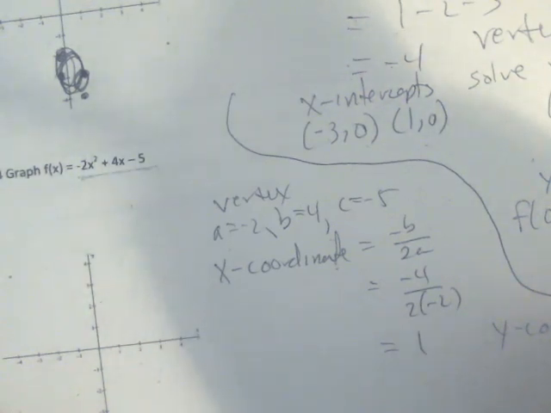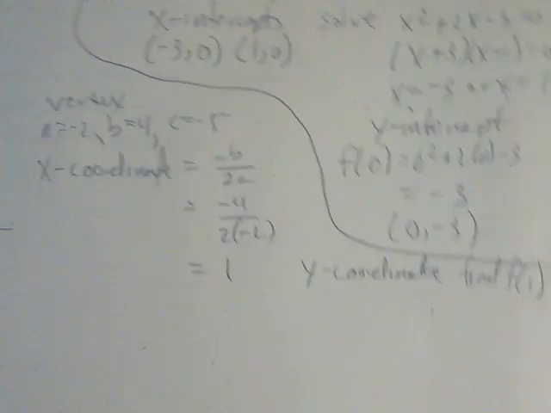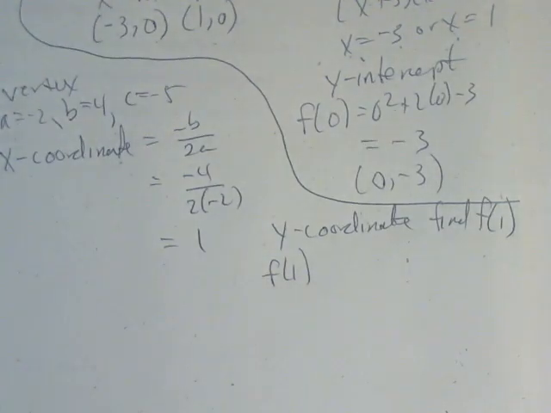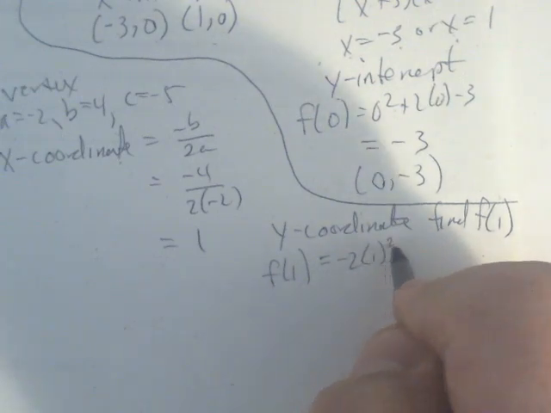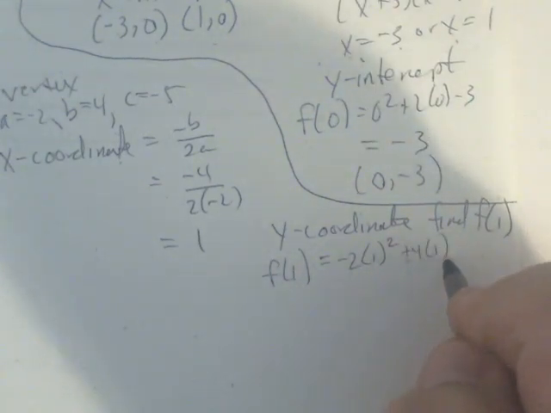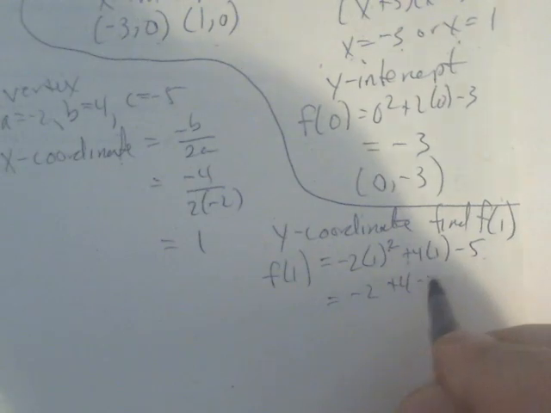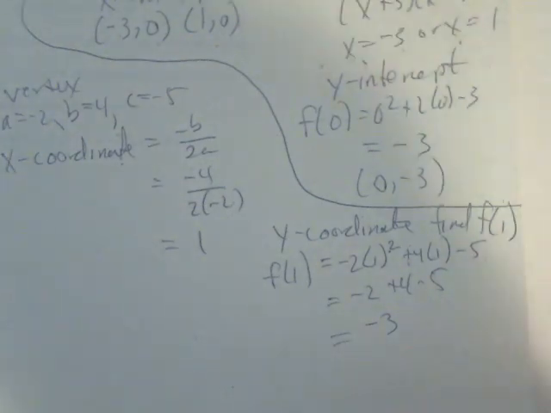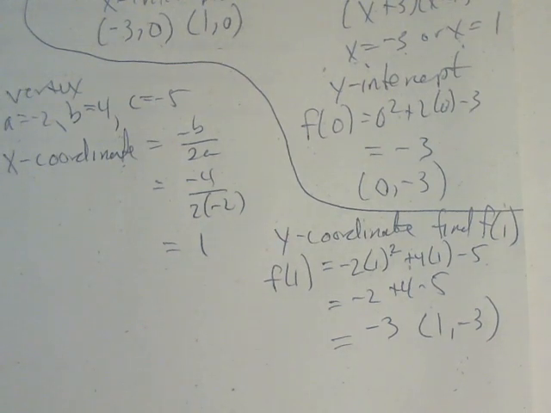Y coordinate, find f of 1. So f of 1 is -2 times 1 squared plus 4 times 1 minus 5. Careful here. That's going to be -2 plus 4 minus 5, which looks like it's going to be -3. So your vertex is 1, -3. See if we can get it right this time when we plot it.